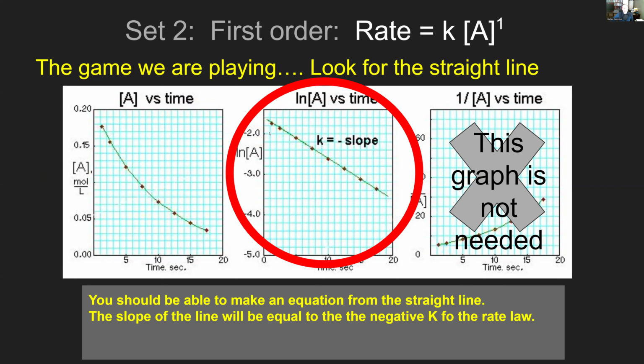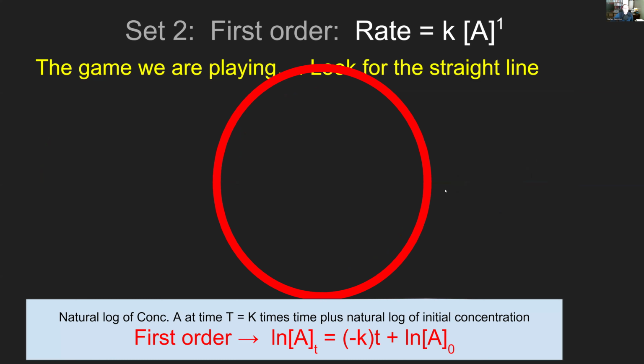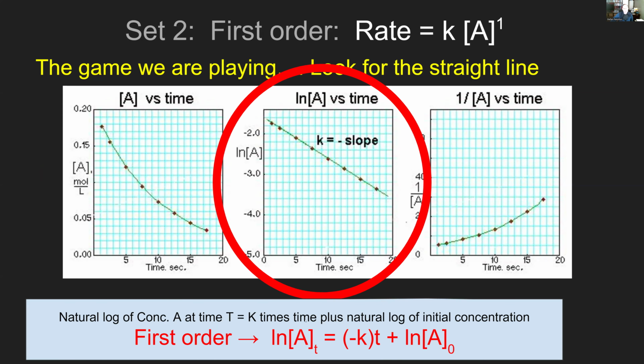So, can you make an equation of y equals mx plus b based off of this line? With any luck, you were able to say, well, the natural log of A at time t, which would be our y, is equal to negative k, because once again the slope is going downward, so k is the negative value of the slope, plus the natural log of the initial concentration, which would be the y-intercept.